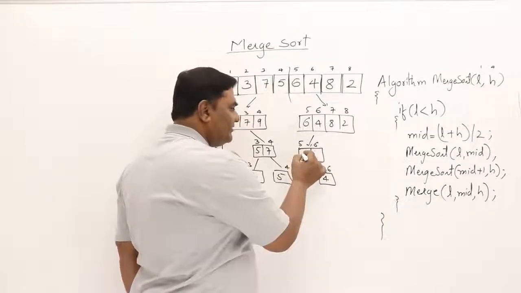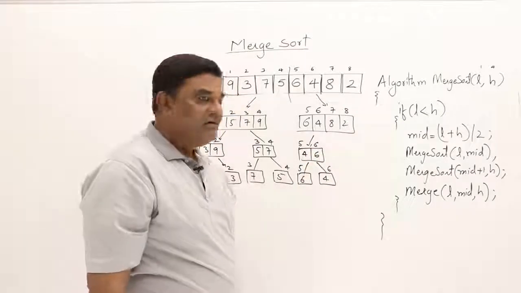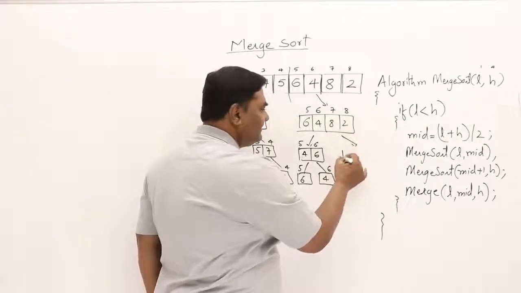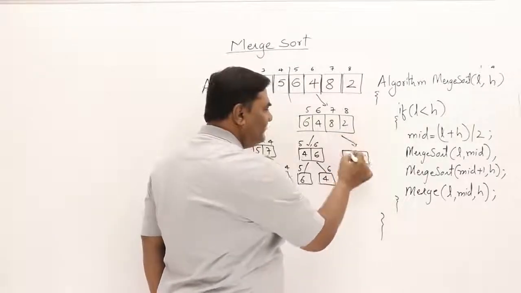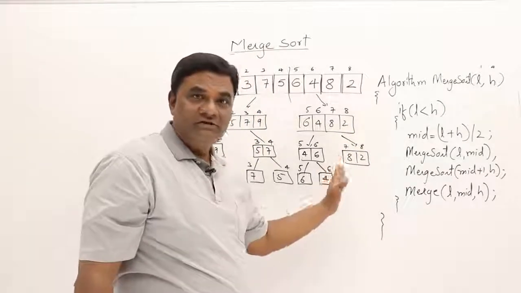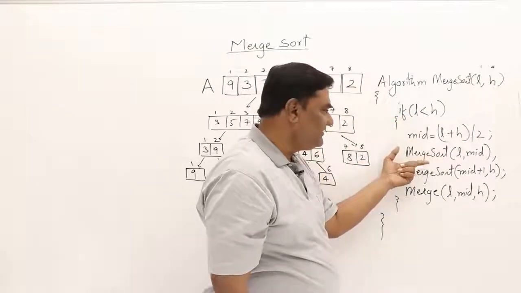Then it becomes 4 first, then 6. Then it will go on the right hand side of this one. So right hand side is 8 and 2. This is index 7 and 8. Now low is 7, high is 8. So low is less. Again find out mid and call this one.